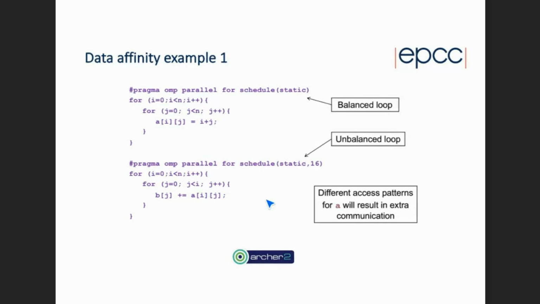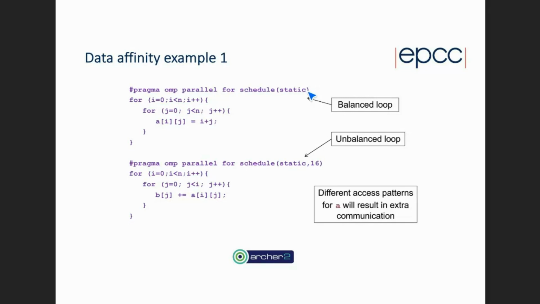In a case like this, there is a fairly simple, or potentially fairly simple, solution, and that would be to apply the same static 16 schedule to the first loop as well as the second. Then you would get the same access pattern. In reality, it may be more difficult to arrange that.